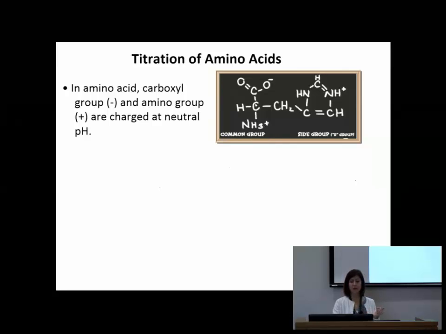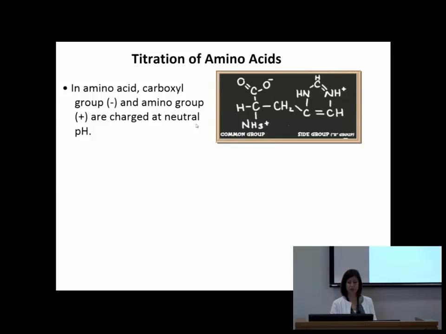So what we're going to do is take a look at the amine group and the carboxylic acid group and possibly any side chains, the acid and base side chains that can accept a proton or donate a proton. So what is going to change as we change pH? What is pH a measure of? That's right, hydrogen ion concentration.